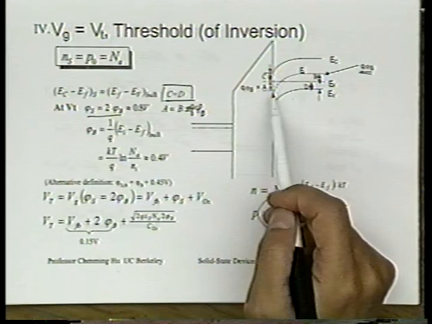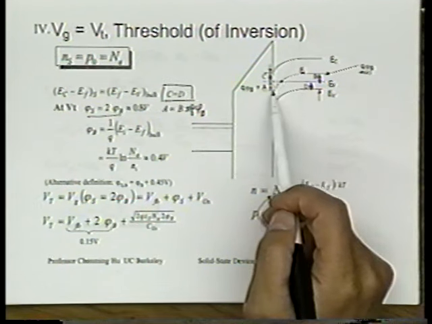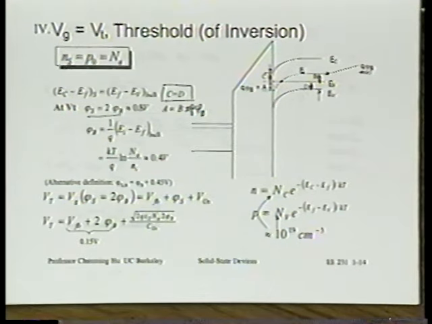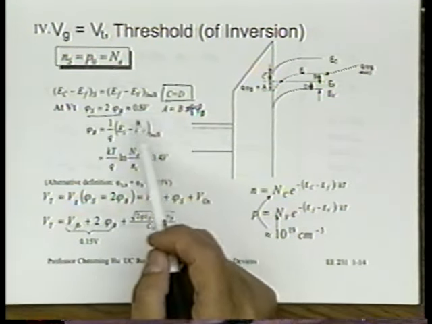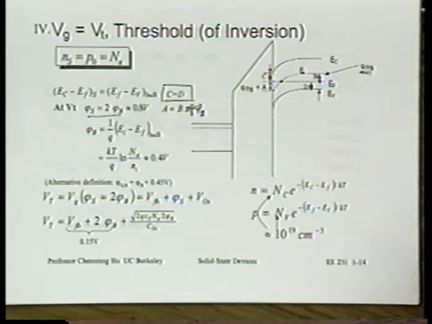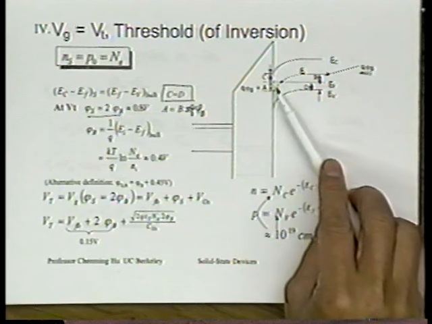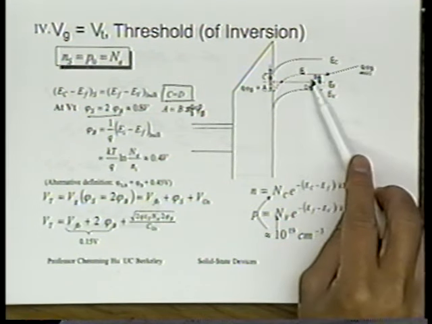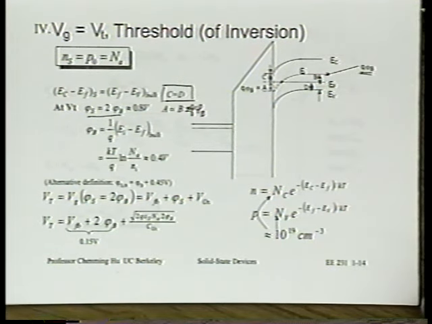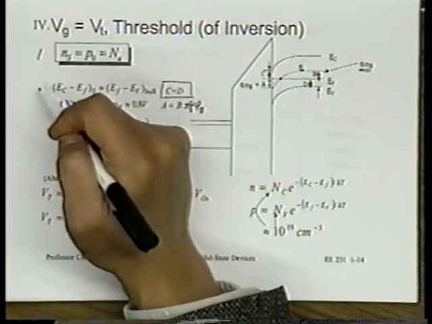You see? When the band bends B, it's up to this point. From this point there is an additional bending of A, right? Since we already concluded A is equal to B, and B is equal to q phi B, therefore phi S is equal to 2 times phi B. Is that right? Phi S is equal to A plus B, therefore equal to 2B, therefore equal to 2 times phi B. Okay. Typically about 0.8 volt. So all these three definitions are equivalent.